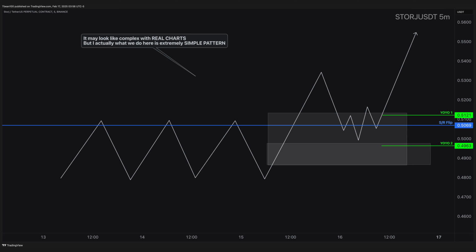At the end, this is a very simple pattern actually that we use, especially in momentum trading. I have to say this is not overly complicated, but seeing this in real charts with real candlesticks sometimes confuse us.